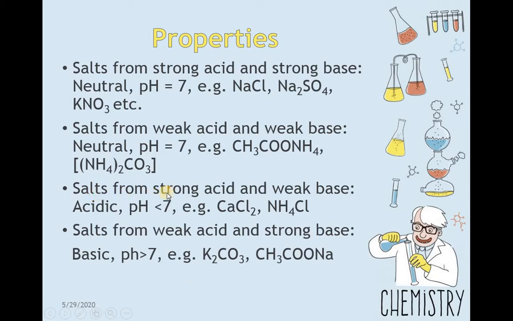And here you can see the acid is strong, so the pH will be acidic. Here the base is strong, so the pH will be basic. But for strong acid and strong base as well as weak acid and weak base, generally we get a neutral salt. So how do you find out the pH of the salt? You have to prepare a solution of the salt and then check the pH with the pH paper or the universal indicator.